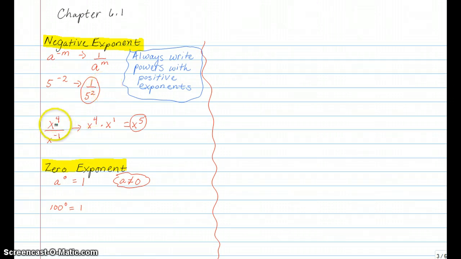Here's another one a little bit more complicated. We've got x to the 4th over x to the negative 1. Well, this is actually going to be two properties at once, but you cannot have this negative exponent. So it's now in the denominator. I need it to move up to the numerator.